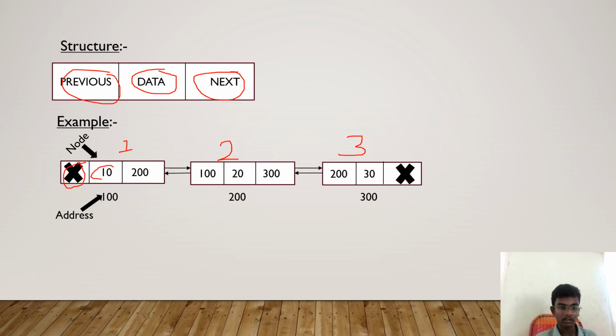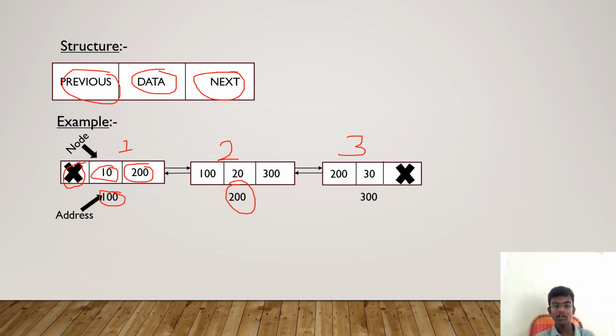Next, data. Data contains a value, taking 10. 100 is the address of the first node. Next is the next part, 200. The next part contains the address of the next node. Here the address of the next node means the second node. The second node address is 200.